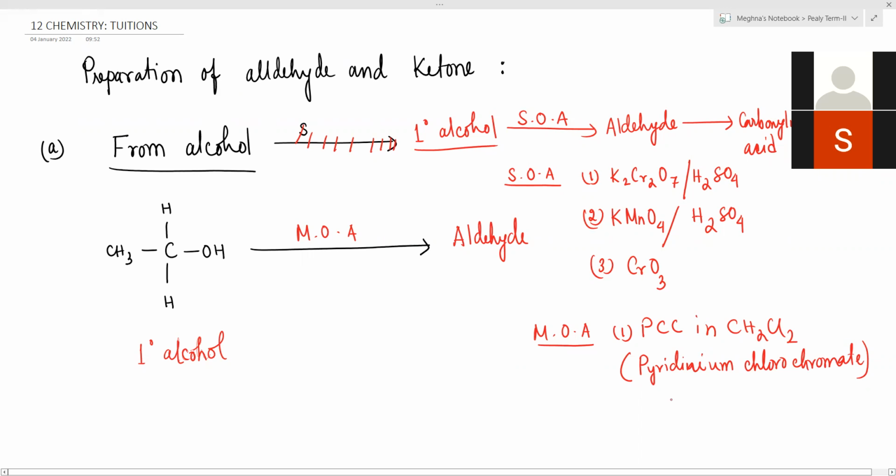Generally, we use PCC. This one is also known as, please remember, these names are very, very important, Collins reagent. Another one is Jones reagent.